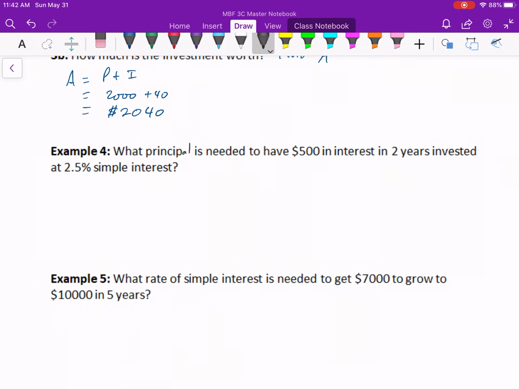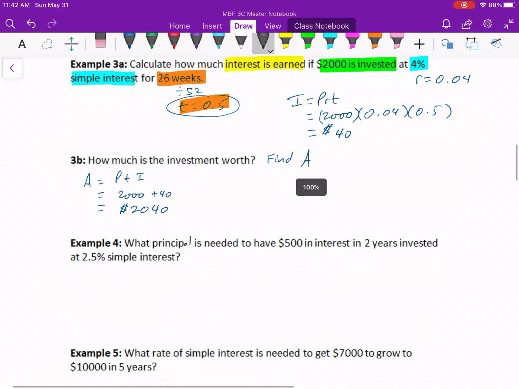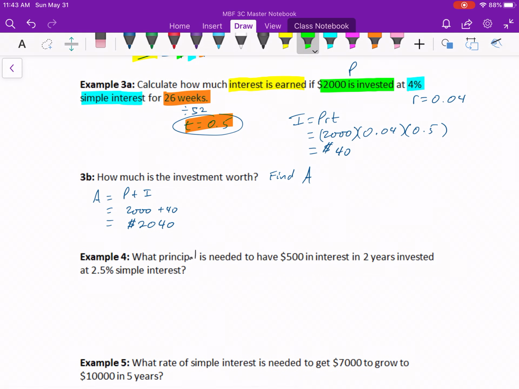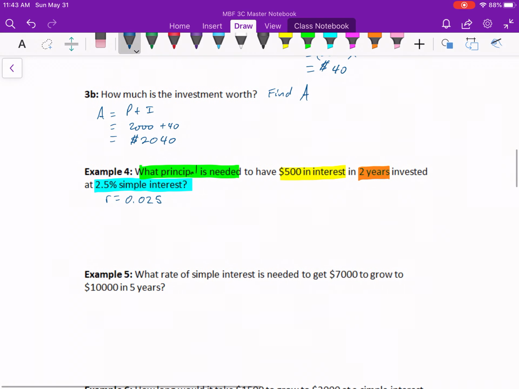so what principal is needed? In this case, they're asking me to find P. They're giving me I, telling me how much interest is earned. They're telling me how long it's been invested for. And again, they're giving me the rate, which I still have to change to 0.025. I have to divide it by 100. But this is where the simple interest triangle comes into play.